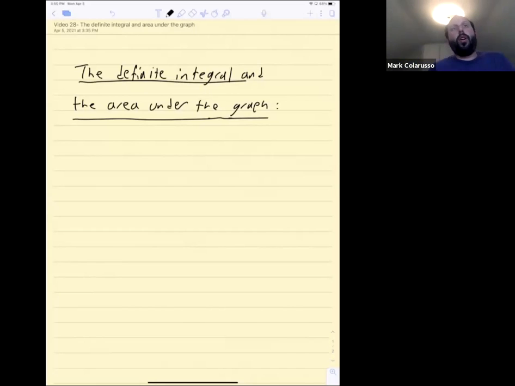So in this video, I want to connect some of the things that are definite integrals to elements of geometry, specifically to computing the area under a graph. This has been a bit of a theme in the class, although we haven't gone into it as much as you would in some other classes. But in calculus, there's an interplay between geometry and algebra.